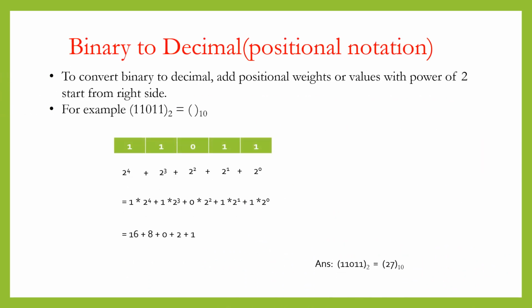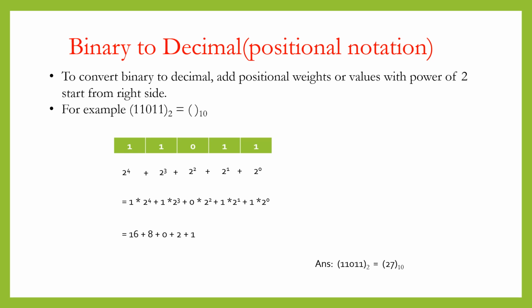Students, now we are going to learn binary to decimal conversion. There are two methods to convert a binary number to a decimal number. They are the positional notation method and the doubling method. First we will study the positional notation method.